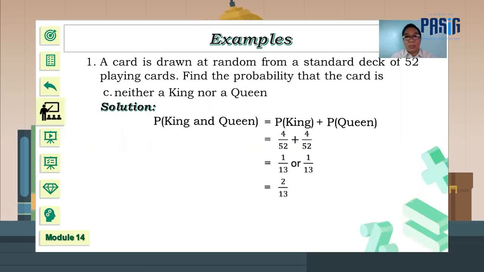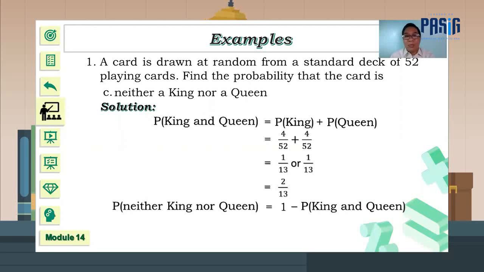So you are going to subtract from a whole, which is 1. So you have 1 minus 2 over 13. The king and queen will be subtracted from a whole which is 1. So we have 1 minus the probability of king and queen which is 2 over 13. Simplifying it, you have 11 over 13. Question for letter C.